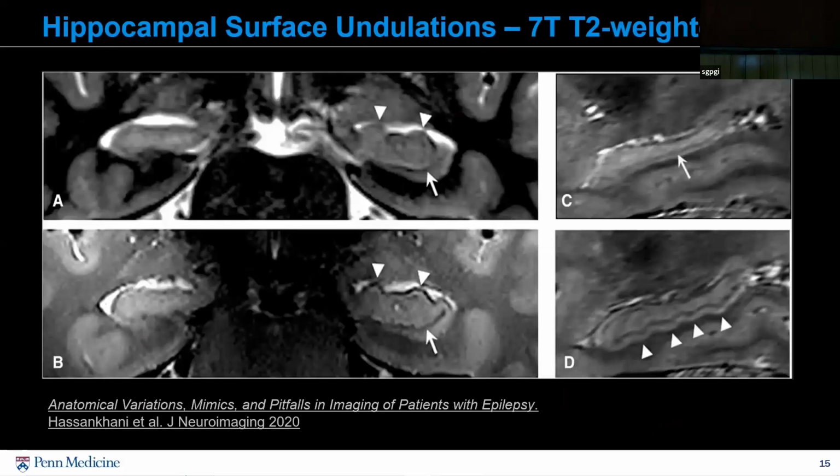This has 2 consequences. First, we should appreciate loss of digitations and dentations in MTS. For example, this is a case from a review paper we wrote with right-sided MTS at 7 Tesla. You see the normal digitations and dentations on the left with the arrowheads and the normal internal architecture of the hippocampal dark band indicated by an arrow. But we lose these features on the affected side on the right.